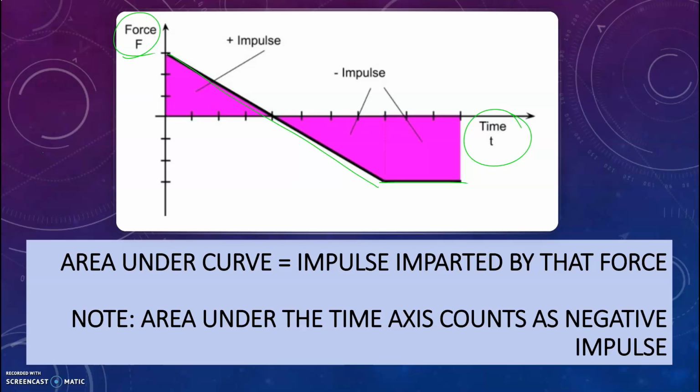So if we find the area under the curve or under the line, so between this line here and our x-axis, we could find the area of this triangle and we would have some sort of positive value, meaning a positive impulse.